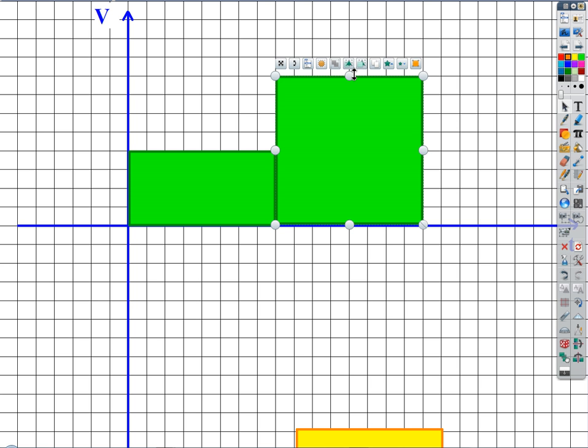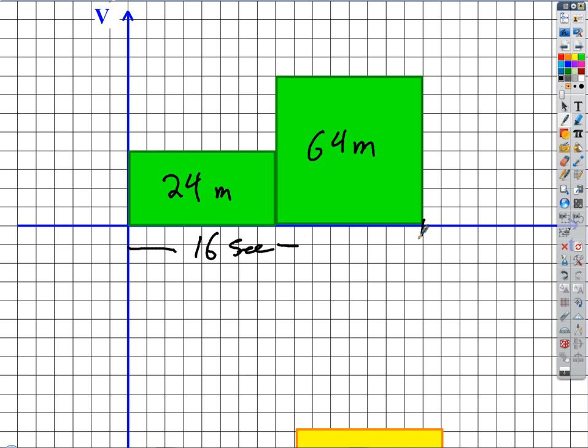What's the area of this rectangle? 24. Okay, so 24 meters is that area. What's the area of this one? 64. And this took a total of 16 seconds. From there to there is 16 seconds, right? And so the definition of average velocity, physics types, is just total displacement divided by total time, isn't it? So the total displacement would just be 24 plus 64, what, 88? Divided by 16?